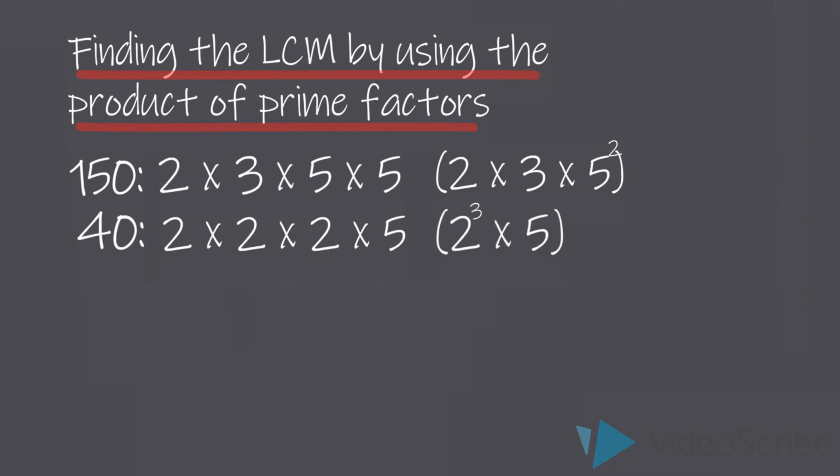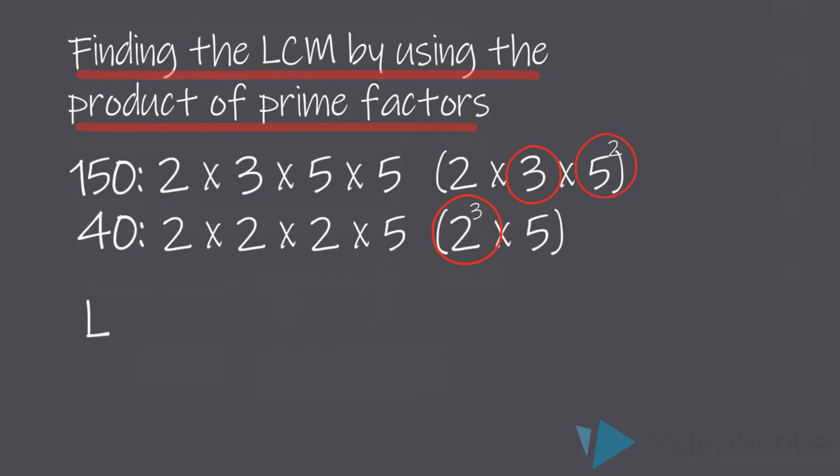Instead of seeing what factors they have in common, we're going to take the highest power of each prime factorization to form our LCM. Because 150 has 2 to the power of 1 and 40 has 2 to the power of 3, 2 to the power of 3 is a higher power, and we're going to use that number. 150 is the only one with the factor 3, so we include the factor 3 as well. 150 has 5 to the power of 2, while 40 only has 5 to the power of 1, so we use the higher power, 5 to the power of 2, in our answer.